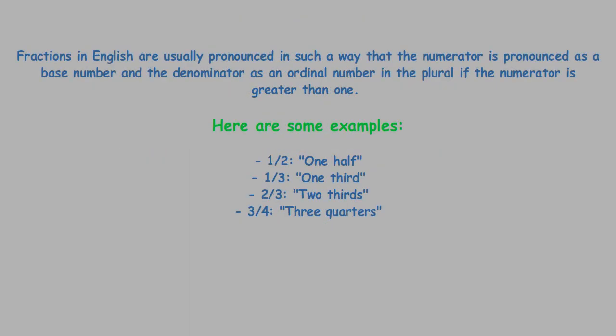Fractions in English are usually pronounced in such a way that the numerator is pronounced as a base number and the denominator as an ordinal number in the plural if the numerator is greater than 1. Here are some examples. 1/2, 1/3, 2/3, 3/4.